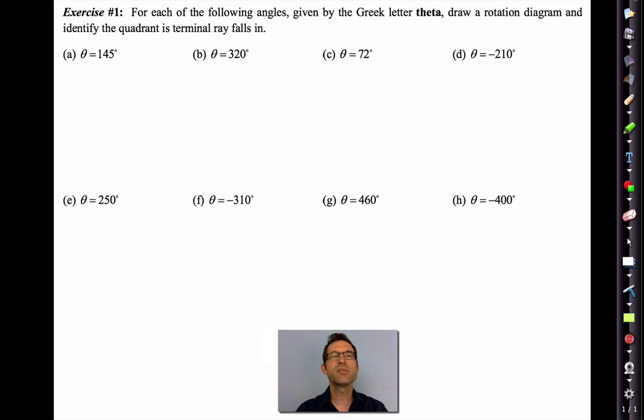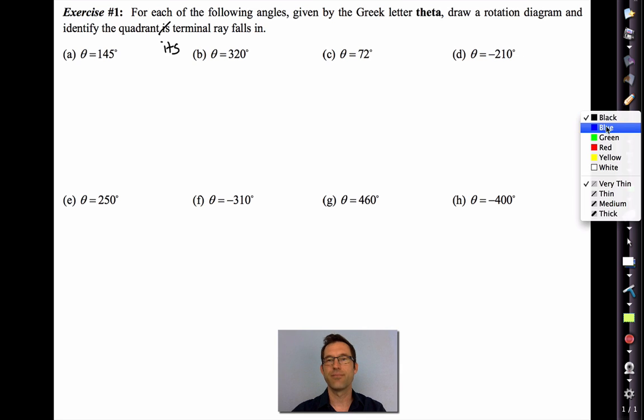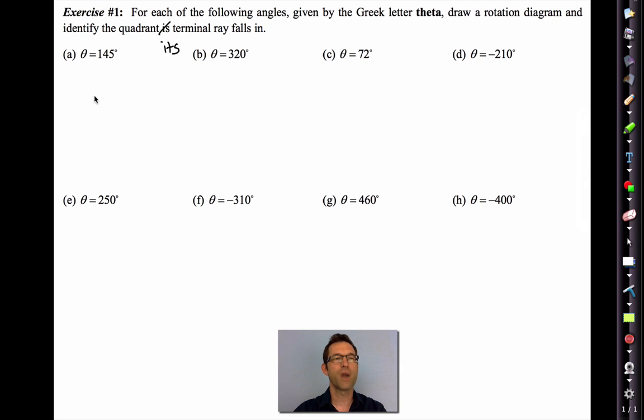But anyway, it says for each of the following angles given by the Greek letter theta, draw a rotation diagram and identify the quadrant its terminal ray lies in, or falls in. All right, so let's draw a rotation diagram.